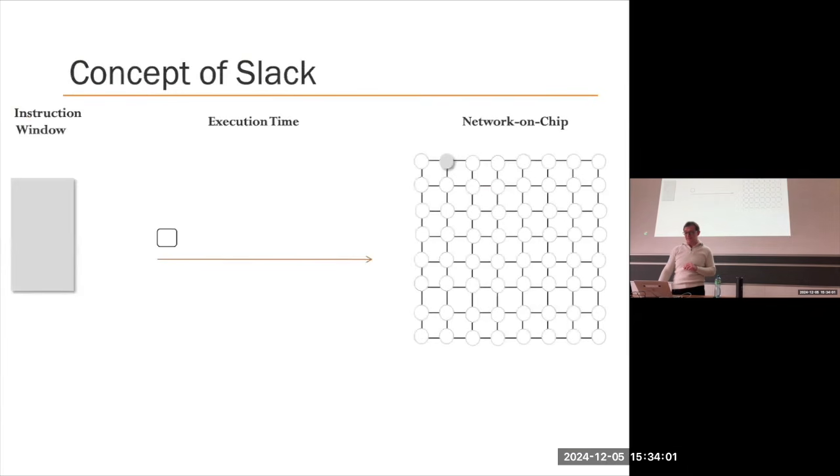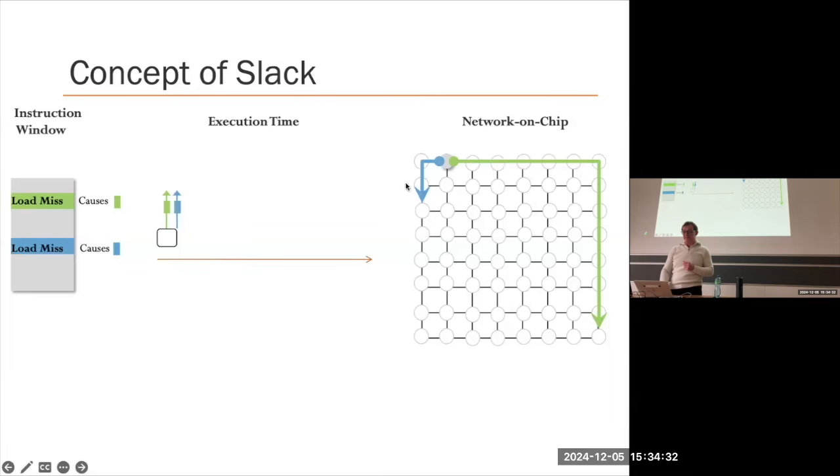So let's take a look at the concept of slack. If you look at the instruction window of a core, this is the core, and it's going to try to access this. I don't know, it could be a memory controller. It could be an L2 cache block, or L2 cache slice that's on this part of the network. So this load miss causes some communication on the network that looks like this. This other load miss, the blue one, happens to access a cache block that's over here. Clearly, this is shorter.